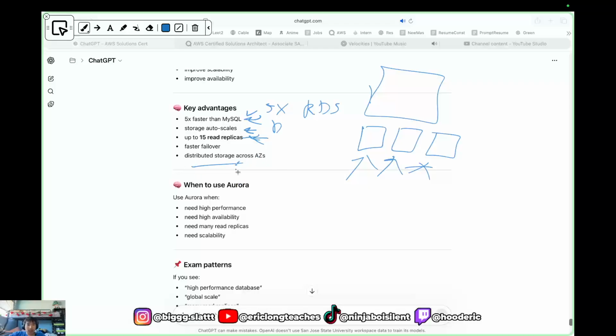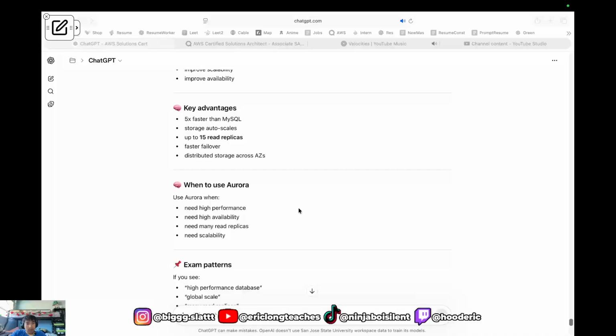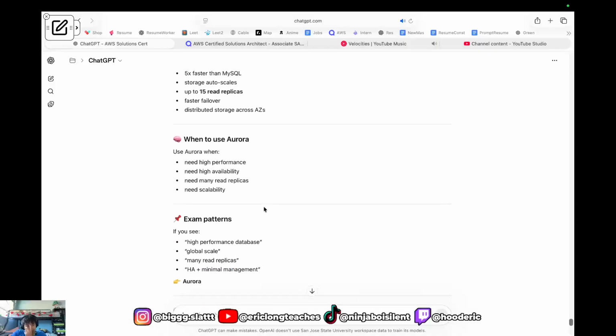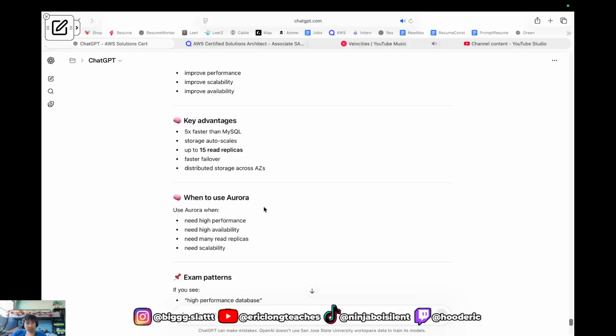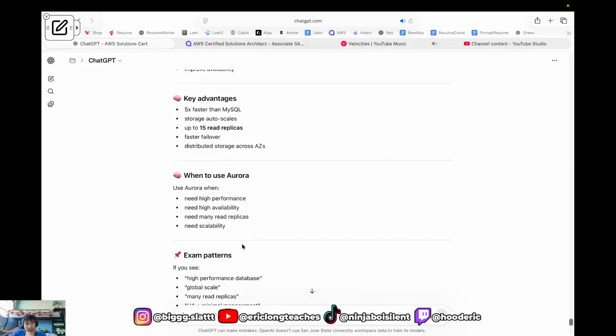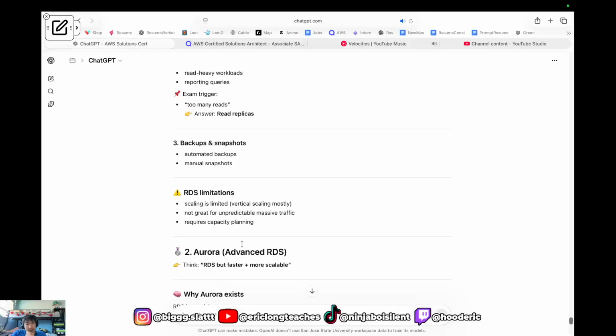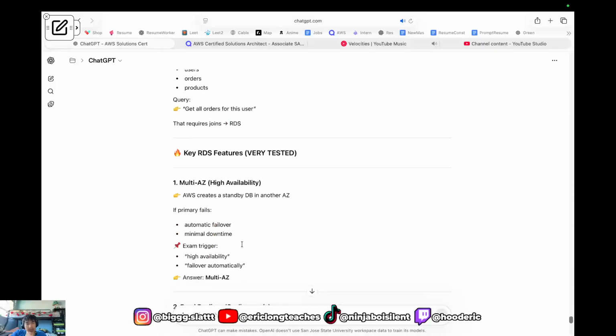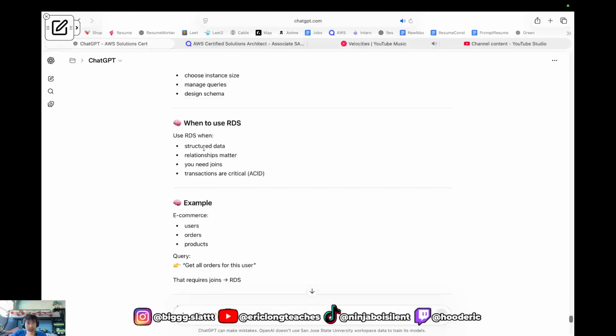When to use Aurora: when you need high performance, high availability, many read replicas, and scalability. So let's see, when you need global scale, many read replicas, and HA. What's HA? High availability and minimal management. So when do we use RDS? When structured data relationships matter, and you need joins.